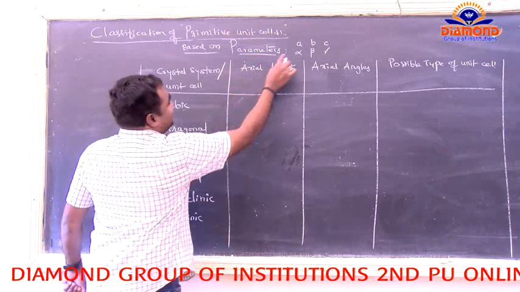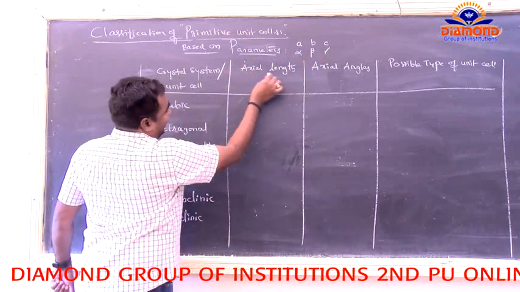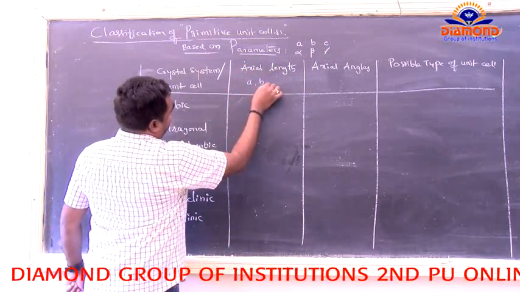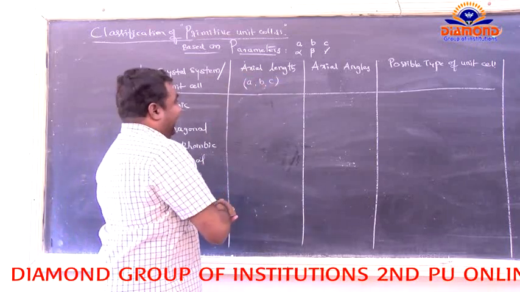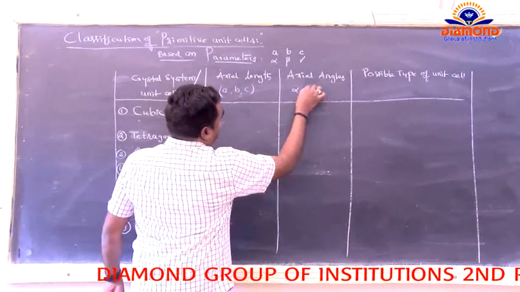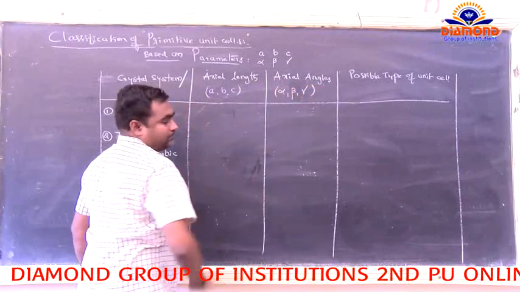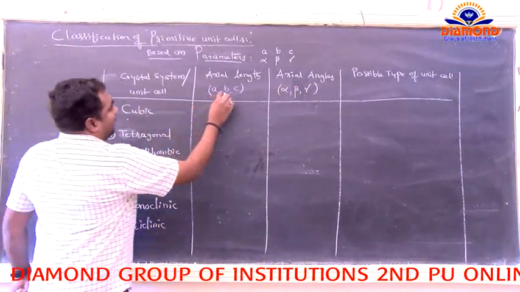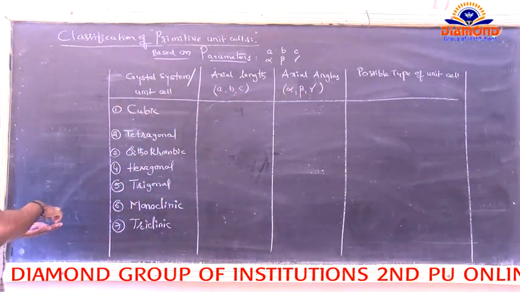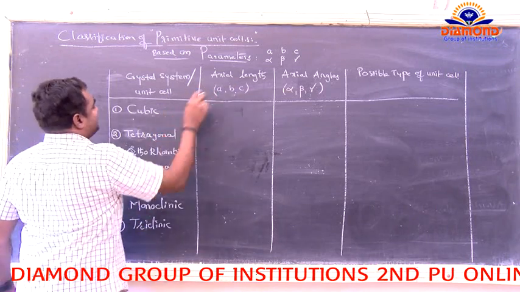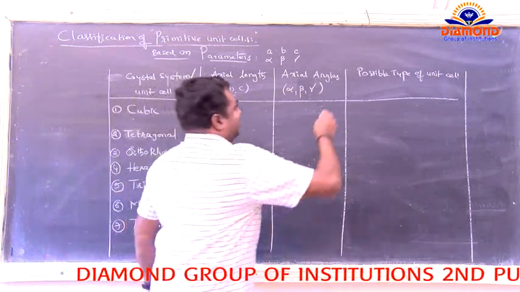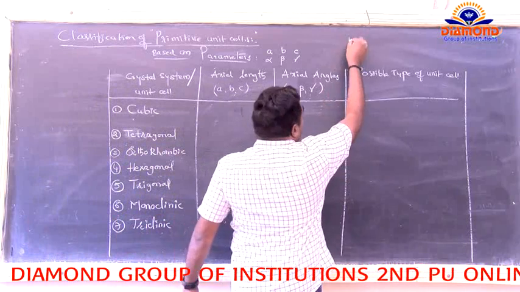So simply the axial lengths are a, b, c, and the axial angles are alpha, beta and gamma. So based on the axial lengths and axial angles, the 7 types of crystals are formed. Now what are the axial parameters for the cubic unit cell? Already we discussed earlier in the classes.